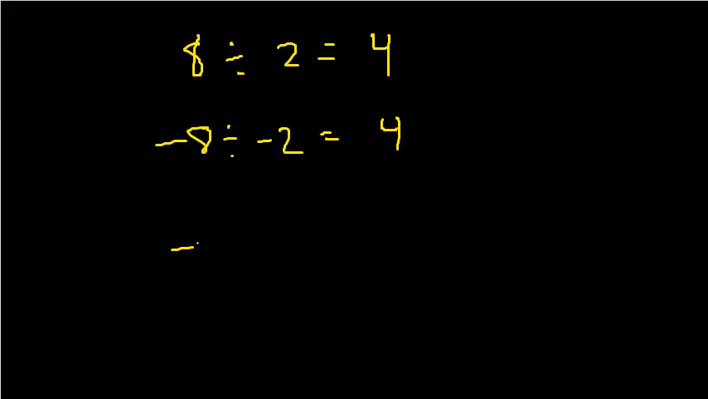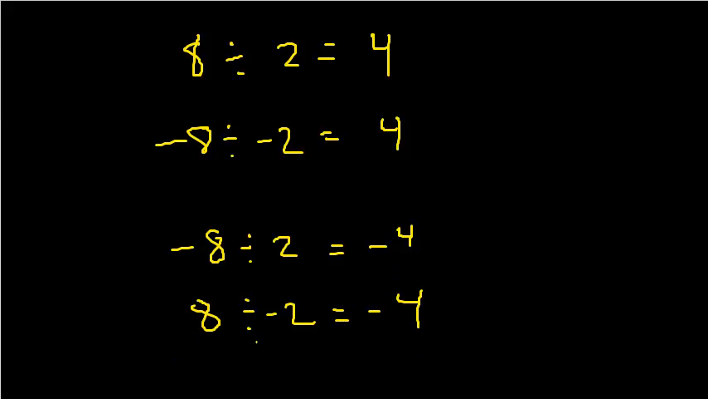When they have opposite signs, like negative 8 divided by 2 or 8 divided by negative 2, okay, these, again, opposite signs give me negative answers, and then I just divide like normal. 8 divided by 2, 4, so I get a negative 4. Same thing here, again, negative 4. Opposite signs, negative answer. Same signs, positive answer. Same rules as apply with multiplication.